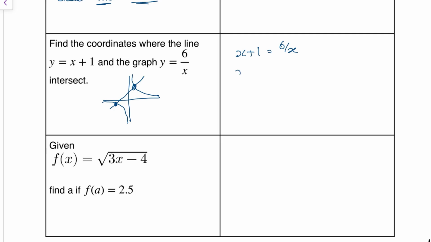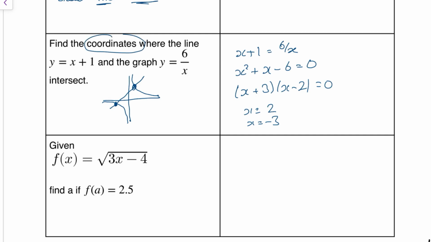I'm going to multiply everything by x. That's going to be x squared plus x equals 6. Take away the 6 from both sides, and that gives me equals 0. I can factorise this down to x plus 3, x minus 2 equals 0, which means that x is equal to 2, or x is equal to minus 3. What does it want? It says find the coordinates. So from here, I know that y equals x plus 1, so x equals 2 goes to y equals 3, and x equals minus 3 goes to y equals minus 2. I'm just adding 1. So the coordinates, to answer the question neatly, are going to be 2, 3, and minus 3, minus 2. And that's it. Question done. Good question, that.